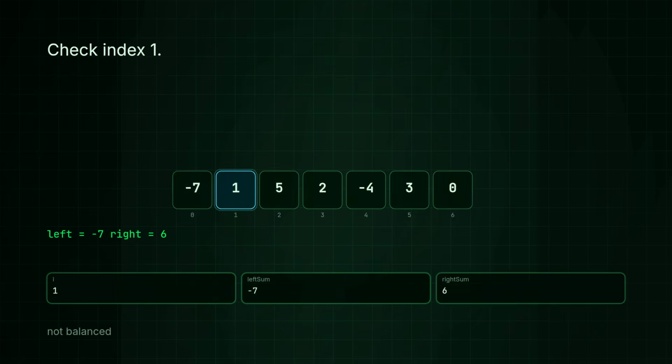Ignoring 1, the left side totals -7 and the right side totals 6, so this index does not balance. Ignoring 5, the left side totals -6 and the right side totals 1, so this index does not balance.